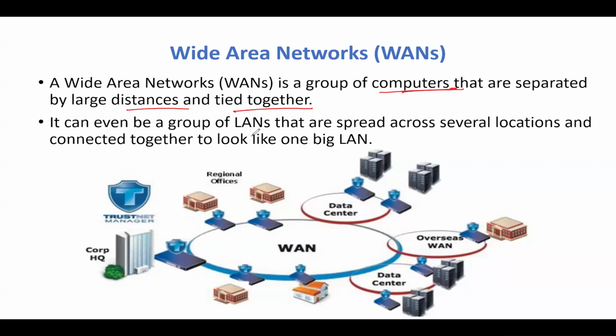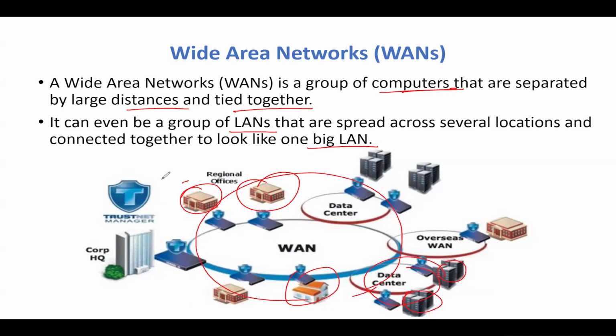So it can even be a group of LANs that are spread across several locations and connected together to look like a big LAN. Okay, so for example, there is a regional office, this is one LAN, another LAN connected. So here we have different LANs, they are connected together. When they are all coming together, that forms our WAN, that is our wide area network.